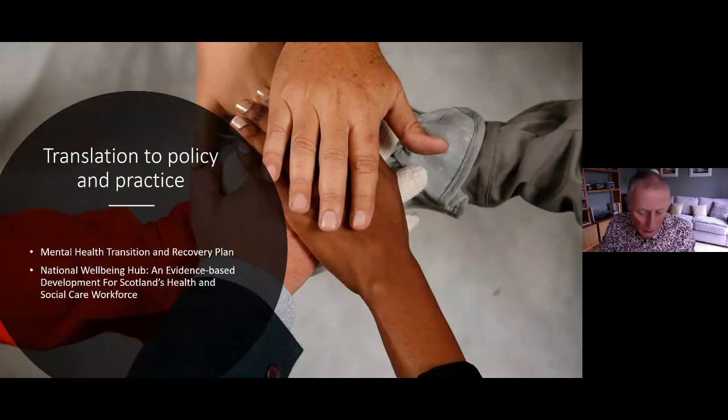So what of translation and translation of this evidence? There's two things that I wanted to make reference to. The first translation of this evidence was on our mental health transition and recovery plan that was published earlier this month. In the mental health transition and recovery plan, Scottish Government have signalled these impacts and inequalities are key aspects of this strategy. And this will help us think about and move towards the development of the mental health strategy in 2021.